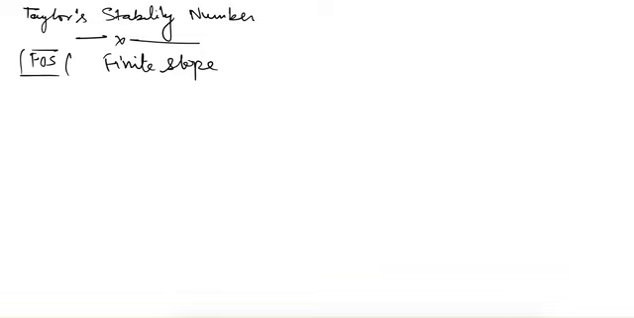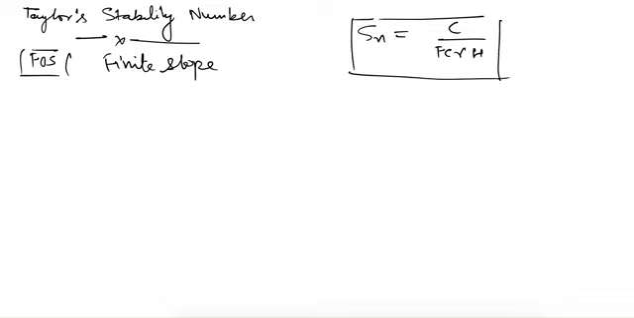Taylor did this analysis on a very large number of slopes and he gave one stability number. So that stability number is given as Sn is equal to C upon factor of safety times gamma h. This is a similar formula to what we saw earlier in case of infinite slope, but here it is for finite slopes.